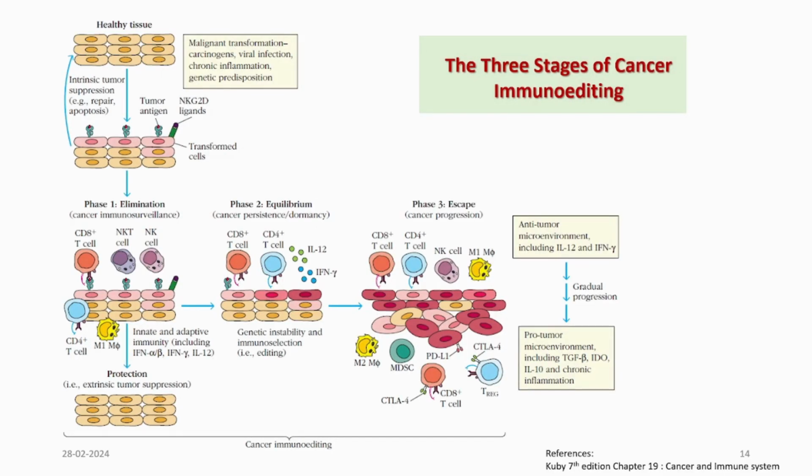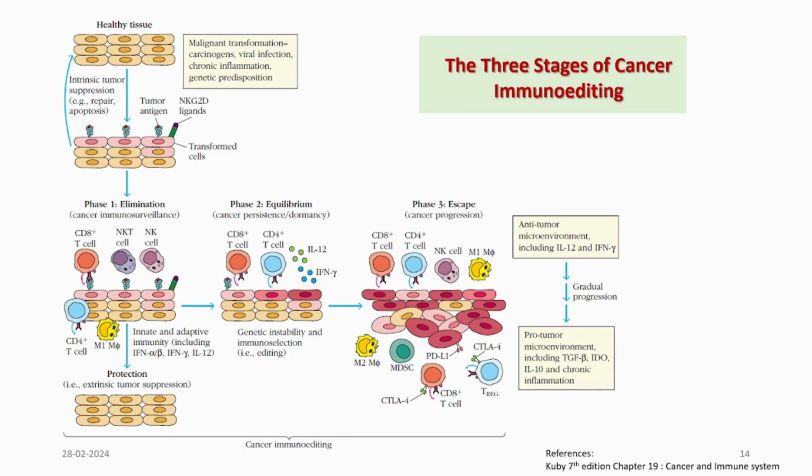So there are three different stages of cancer immunoediting. The first one is immunosurveillance, which is called the elimination. Here the immune cells are in surveillance, and wherever they find the mutated cell, with the altered peptide displayed by the mutated cell, they are going to target that, and the cancer is eliminated.